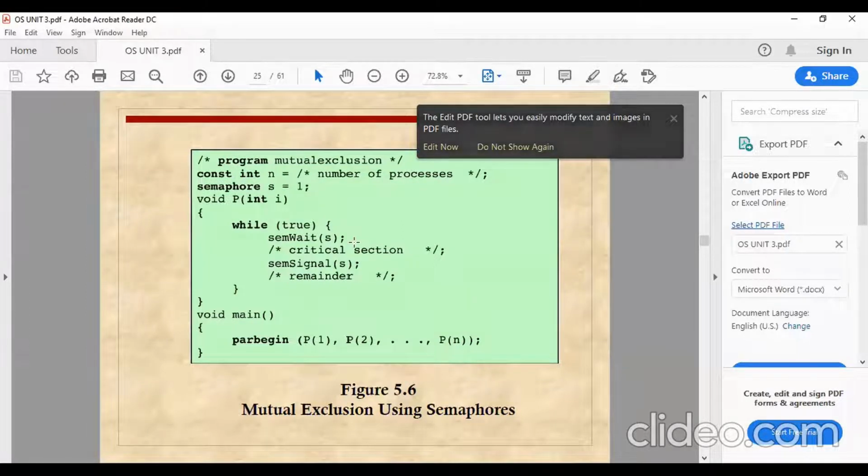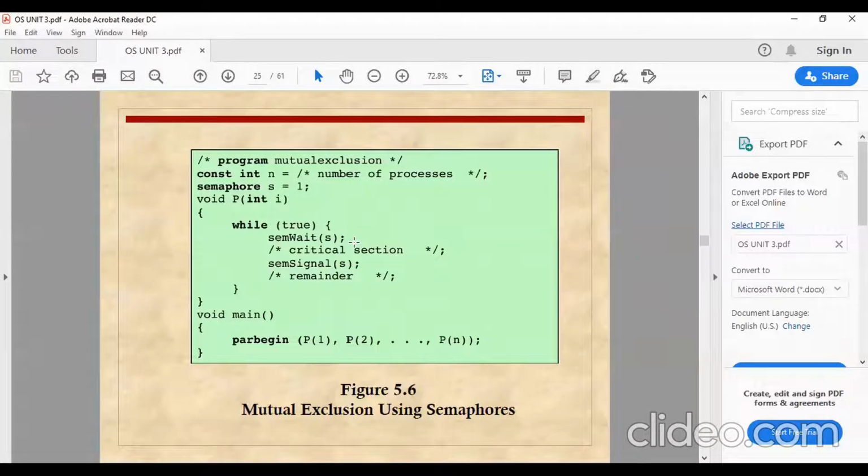In simple language, it means that a process wants to allocate the resource. So what will it do? It sets semaphore wait, and when it finishes the execution, it will set semaphore signal. So these are the two operations, semaphore wait and semaphore signal. When it wants to allocate, it sets semaphore wait. When it wants to release, semaphore signal.